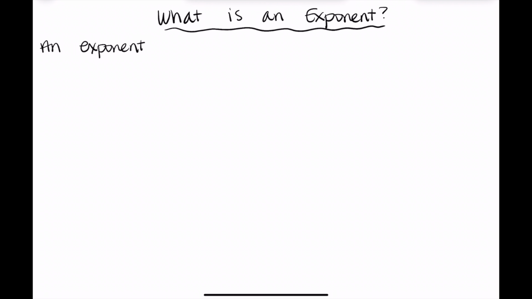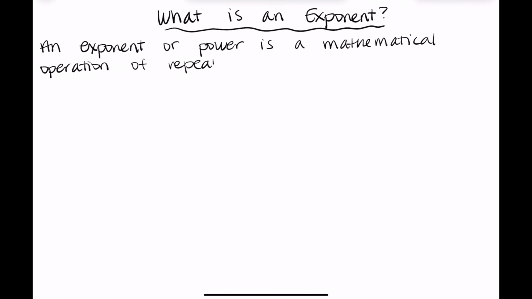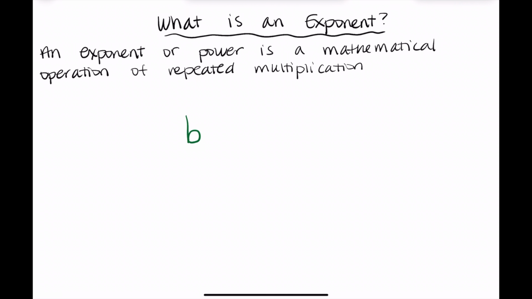So what is an exponent? An exponent or power, just know that you can use both terms, they mean the same thing. An exponent or a power is a mathematical operation that shows repeated multiplication. So that's all it means. The whole concept of an exponent is just writing out repeated multiplication in a different way.